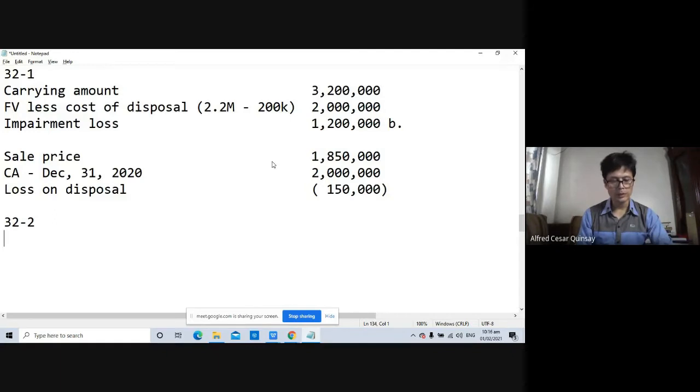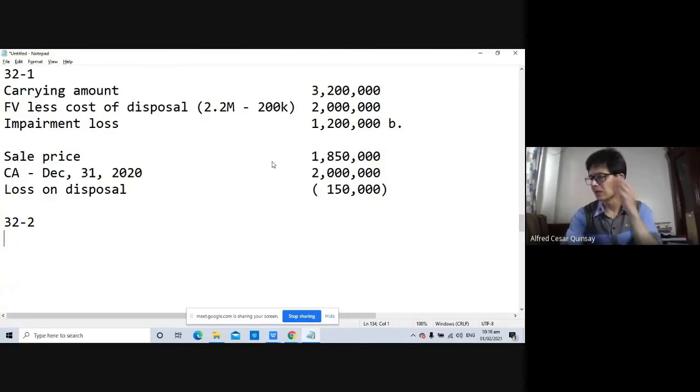Okay, so Arlene Company accounted for non-current asset using the cost model. On October 30, 2020, the entity classified the non-current asset as held for sale. At that date, the carrying amount was 1.5 million. The fair value was estimated at 1.1 million and the cost of disposal is 150,000. So ibabawas natin yan. On November 20, 2020, the asset was sold for the net proceeds of 800,000.